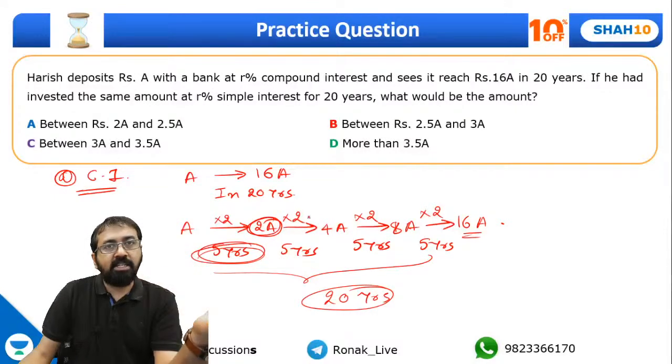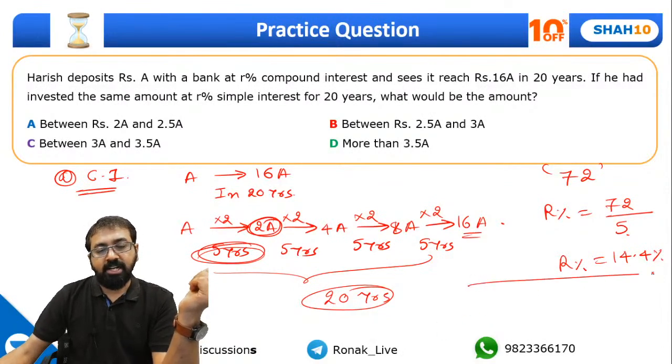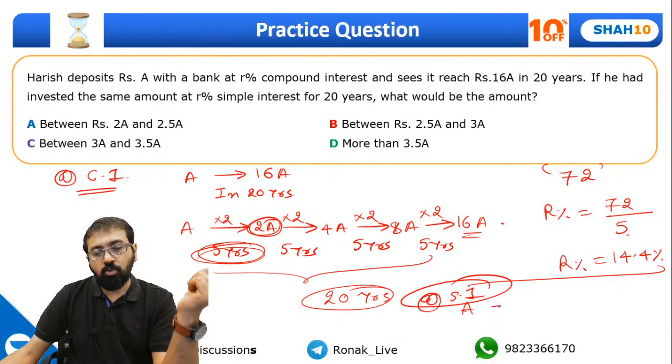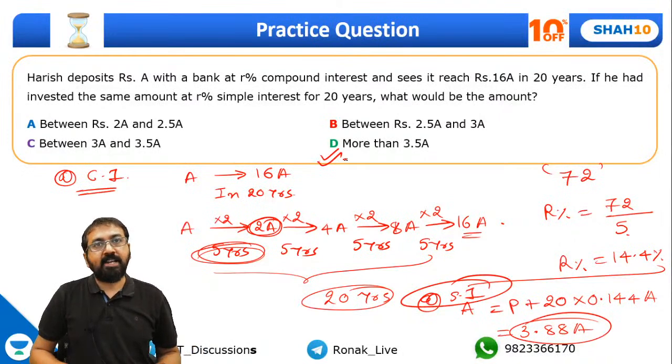If amount becomes double in 5 years, then what should be the rate of interest? Rule of 72 comes into the picture. Rate of interest will be 72 divided by number of years to become double. So that's how we got 14.4% rate of interest. Now at that rate of interest, what will be the amount at simple interest? So amount is equal to principal plus 20 years of simple interest, right? So A plus 20 into 0.144A. So this, if you calculate, will come out to be 3.88A. So option D. Correct? Everyone? Have you understood this now?